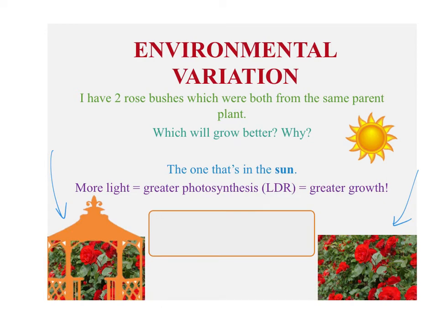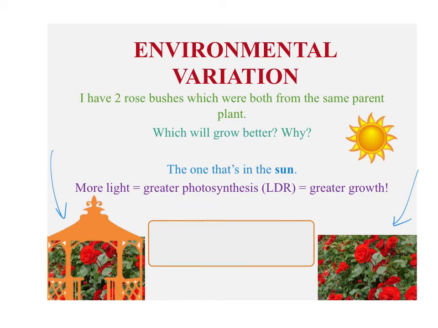So hopefully you will have recognised that the plant that's in the sun is going to grow better, and that is because there's more light. So we've got greater photosynthesis, specifically the light-dependent reaction, specifically the photolysis of water, which is then going to give us all of the electrons and so on for the electron transport chain. And that's going to result in a greater rate of growth.